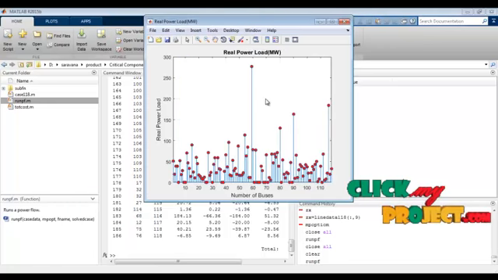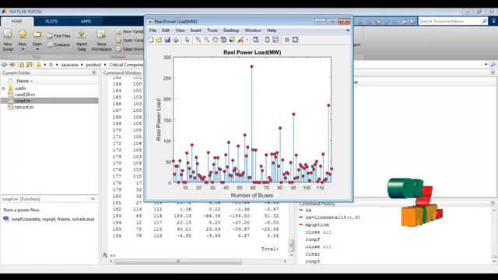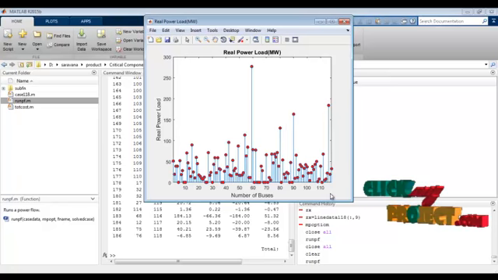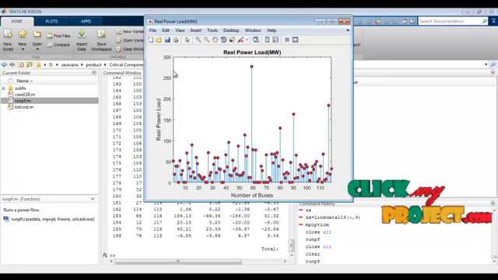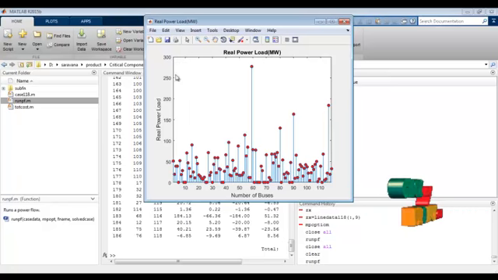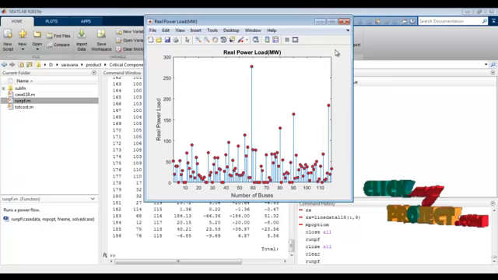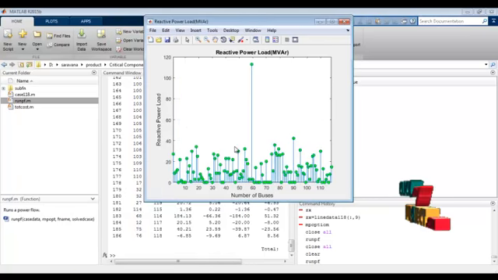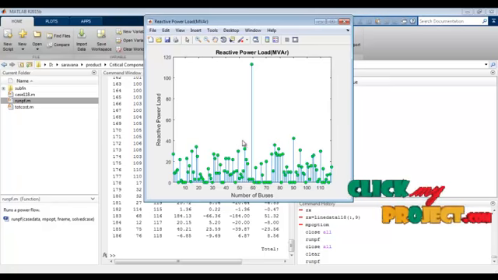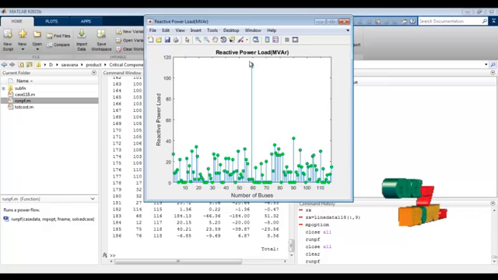And this is the real power load, a stem plot for the 118 bus system, and at bus 60 we can attain the maximum power, nearly 280 something. This is the reactive power load. Because at bus number 60 we can inject more power, we can improve the real power. Similarly, for specific buses and a different number of buses, we can find out the reactive power.